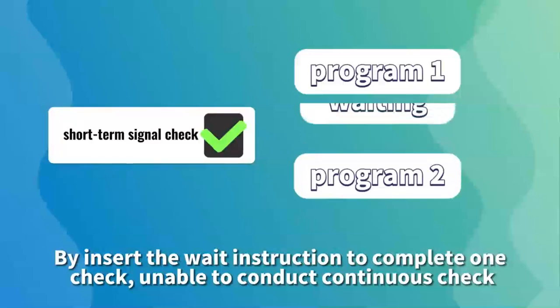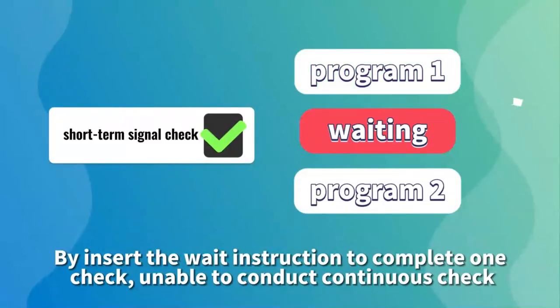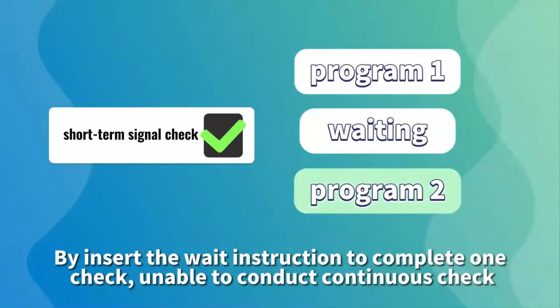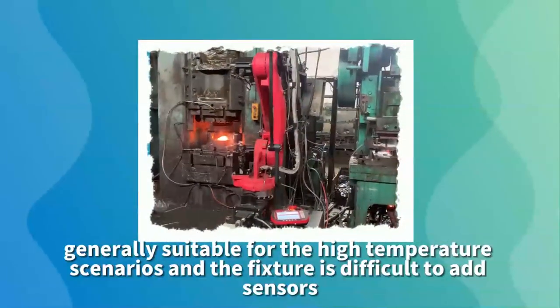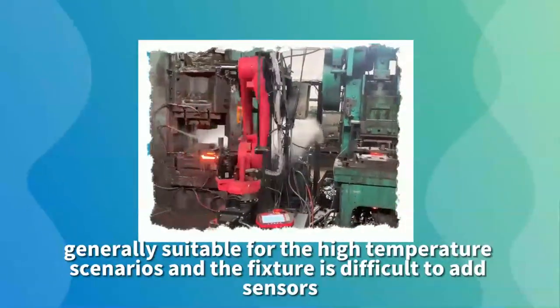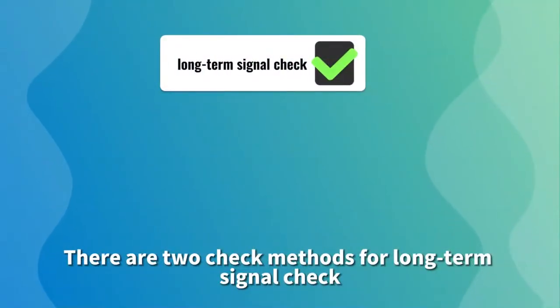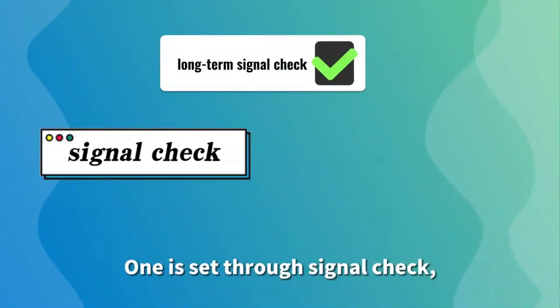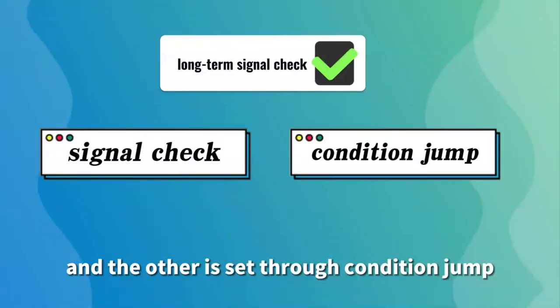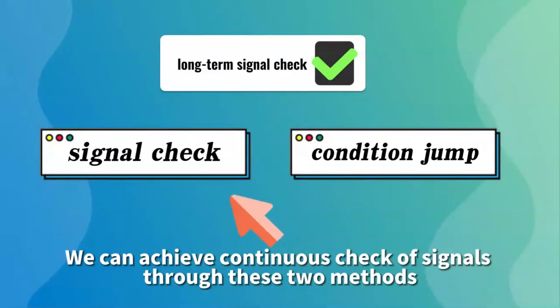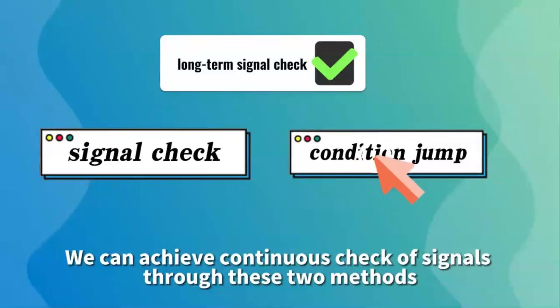By inserting the wait instruction, we complete one check. It cannot conduct continuous checks. Long-term signal check is generally suitable for high temperature scenarios and where the fixture makes it difficult to add sensors. There are two methods for long-term signal check. One is set through signal check, and the other is set through condition jump. We can achieve continuous check of signals through these two methods.